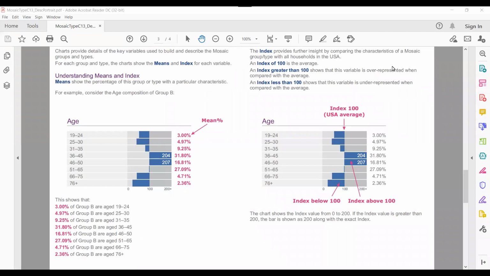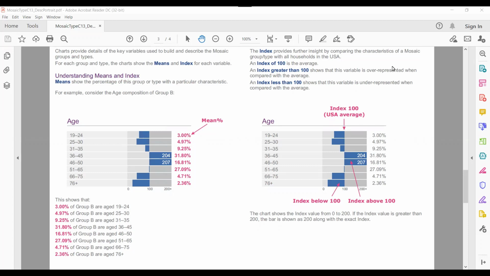When engaging with the data in the Experian Mosaic Segmentation Portal, we see that there are two different ways to display the data that they provide. First, they have the means, and then they have the index. The means show the percentage of this group or type with a particular characteristic. So essentially what they're doing is providing a percentage breakdown to show you within each data point what percent of the households within this segment fall into each of the categories.